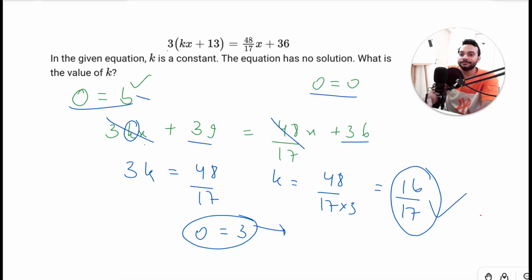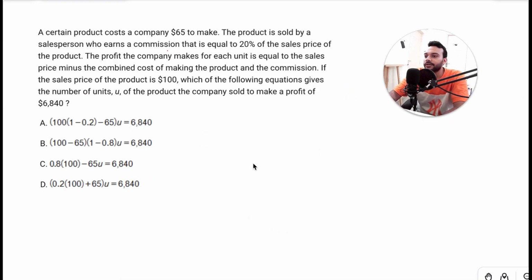Let's go to the next one. A certain product costs a company $65 to make. The product is sold by a salesperson who earns a commission that is equal to 20% of the sales price of the product. The profit the company makes for each unit is equal to the sales price minus the combined cost of making the product and the commission. If the sales price of the product is $100, which of the following equations gives the number of units U of the product the company sold to make a profit of $6840?